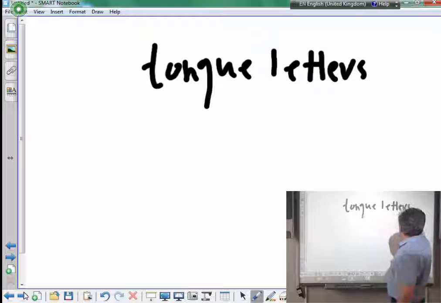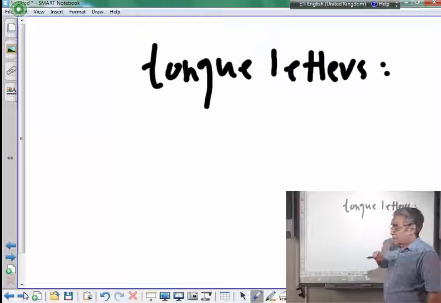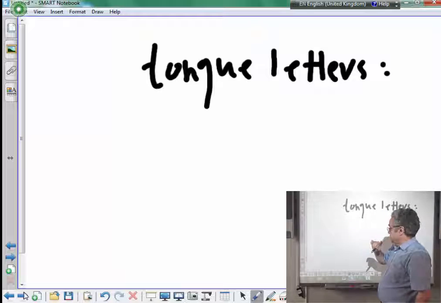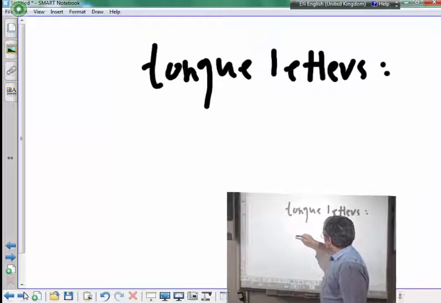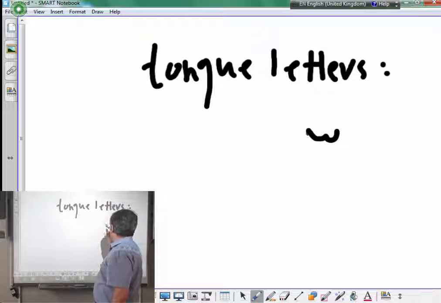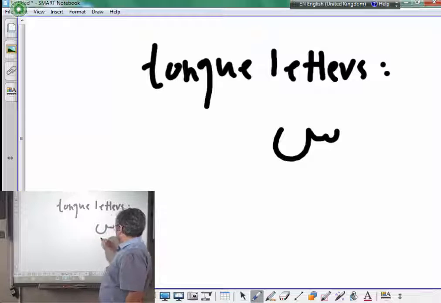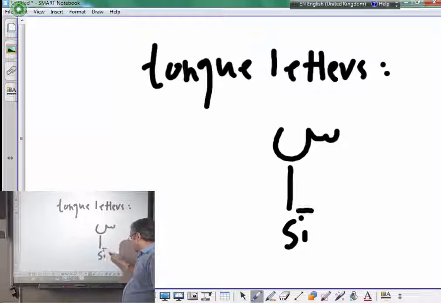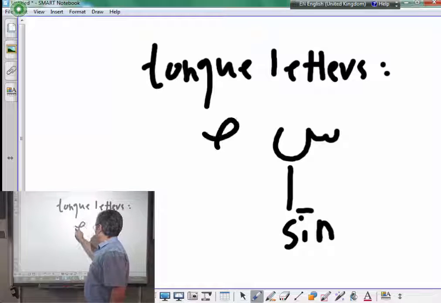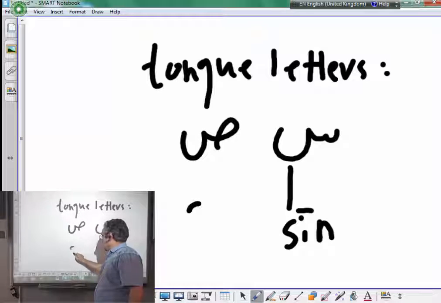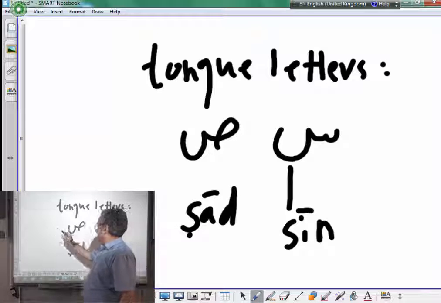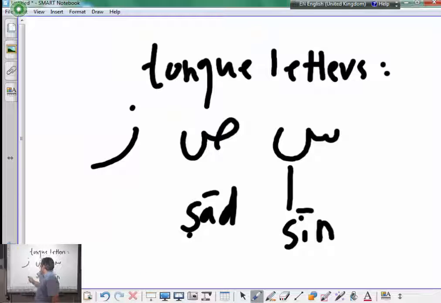But they are emitted through the lips here. They are tongue letters. So we've got three letters, maybe you can see them here. This one we call sin, and the second one we call sad. Say it, sad. And the third one is zai.